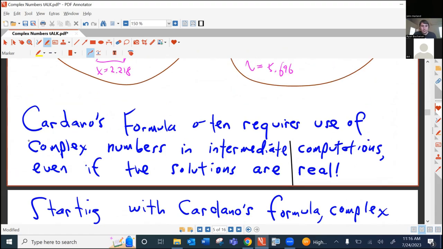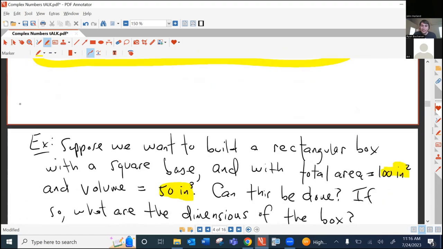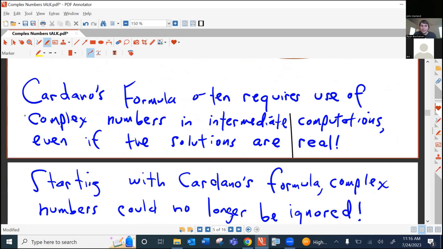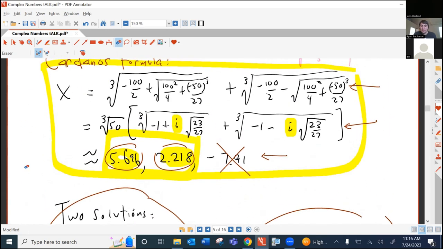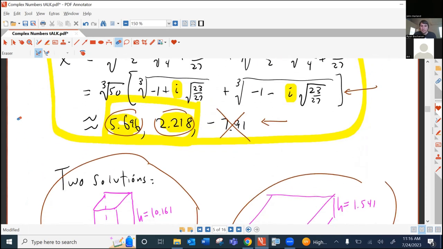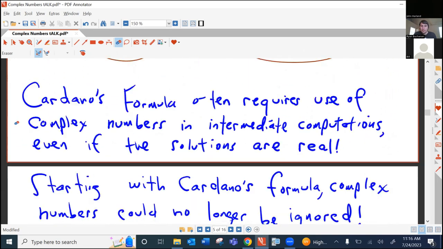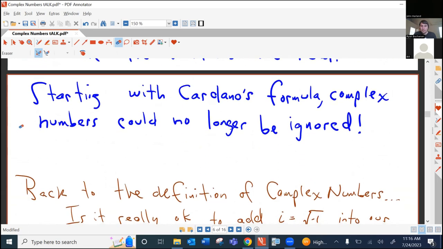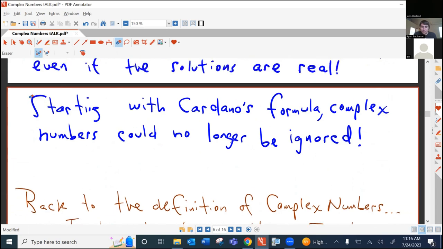Something happened: not only did Cardano's formula strike people as new mathematics, but it also showed that you've got to do these funny computations outside the real numbers in order to get even real number solutions. Now, you might just get three complex solutions. If you got three complex solutions, it would tell you that you cannot enclose that volume using that area. But here we got two real solutions and a negative solution. We threw out the negative solution, and we still had to use complex numbers. So you couldn't really ignore complex numbers anymore. They start asserting themselves into mathematics with Cardano's formula.